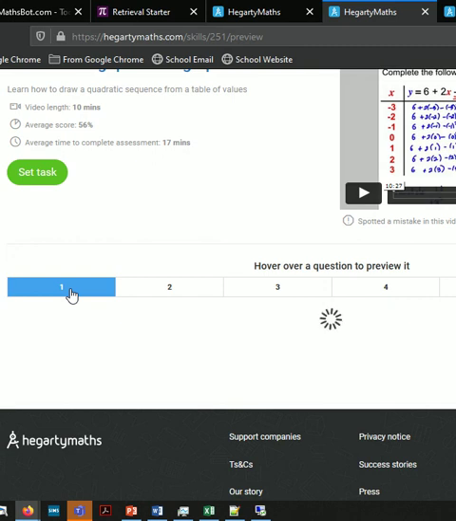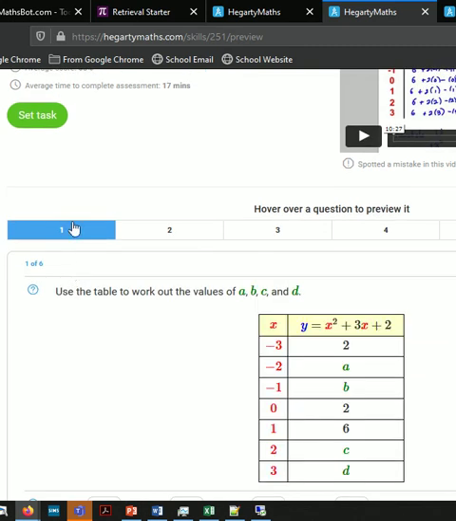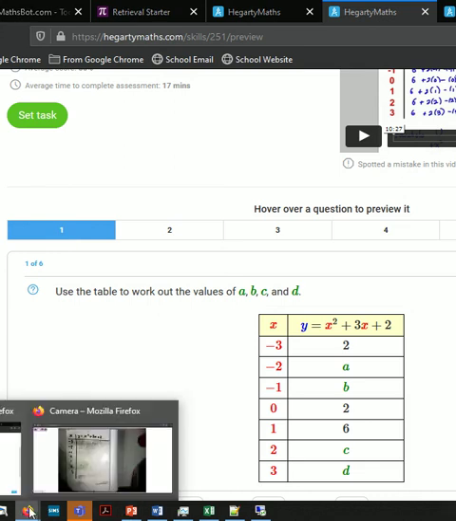It's taken a while to load because of course my machine's rubbish. Okay, so I'm just writing it on my board: x squared add 3x add 2. If I switch to my camera now, it wants parts A and B, and it's given us 2 and 6, and it wants C and D. So that's the question.